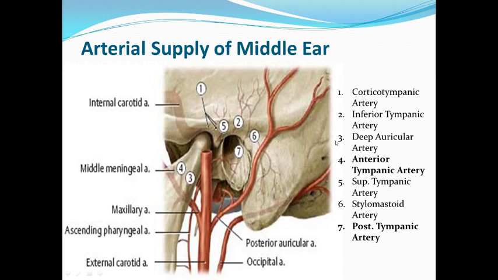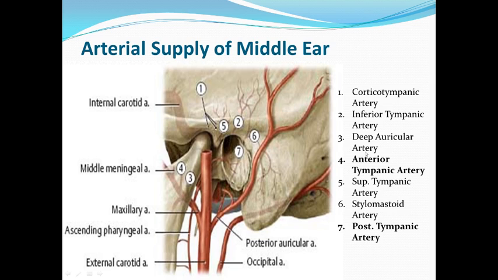And there are also some small arteries supplying arterial blood to the middle ear. That is the caroticotympanic artery, which is a branch of the internal carotid artery, and then we have the inferior tympanic artery, number 2. Yes, this is the inferior tympanic artery, and this is a branch of the ascending pharyngeal artery.